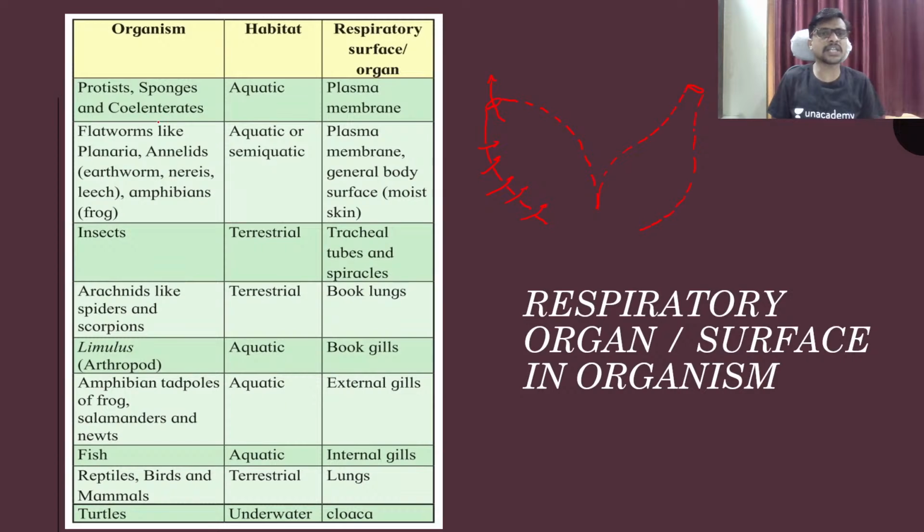Poriferans, sponges and coelenterata, they are aquatic animals and they have plasma membrane to exchange the gases. Okay. Flatworms like planaria, annelids, earthworm, nereis, amphibians like a frog. So these animals are aquatic and semi-aquatic. They respire by the plasma membrane, the general body surface, and that's why the body surface is moist.